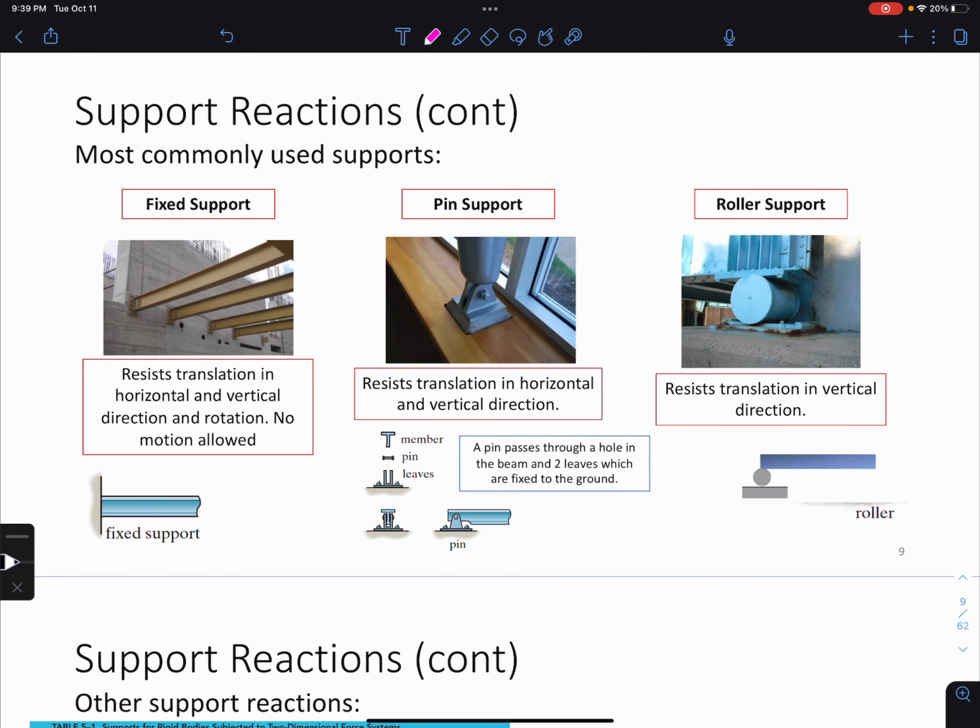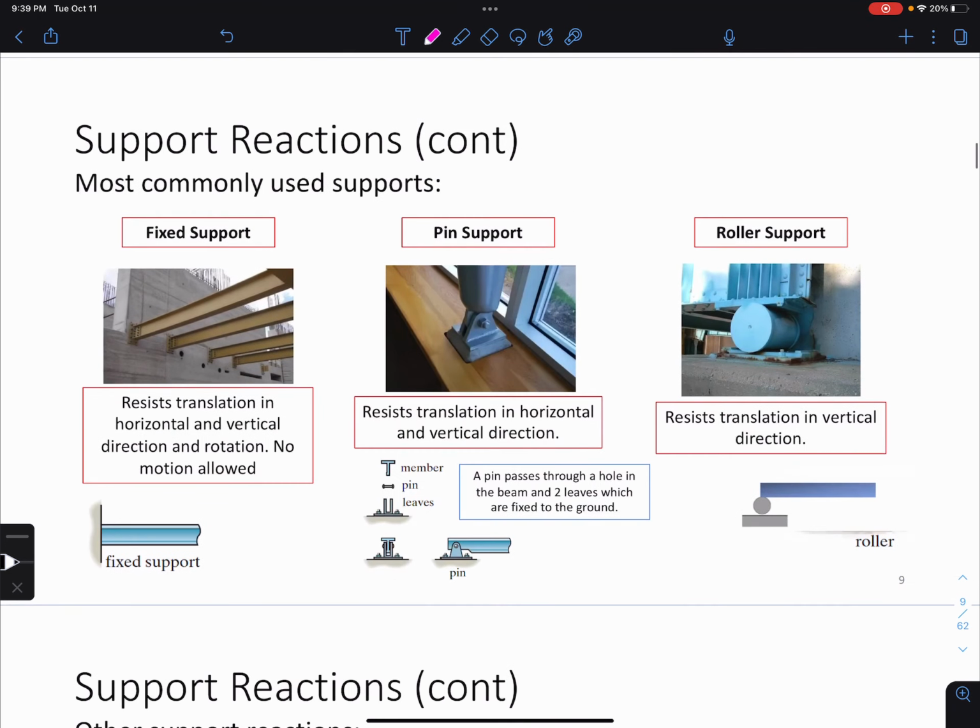So here I have kind of broken down what I went over in the previous slide, but we have the fixed support, pin support, and roller support. These are the three most common supports that we use in engineering, okay? The fixed support in the real world looks like this. When we draw in engineering, we always draw it with a straight line that kind of looks like it's fixed to a surface like this. A fixed support does not allow any rotation or any translation up and down or any translation left and right. It's fixed, meaning it cannot move at all.